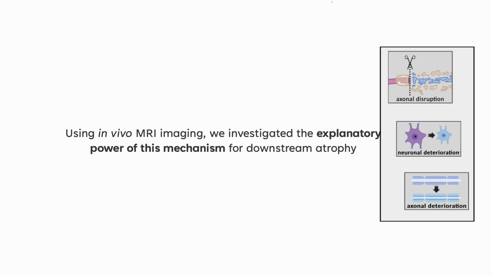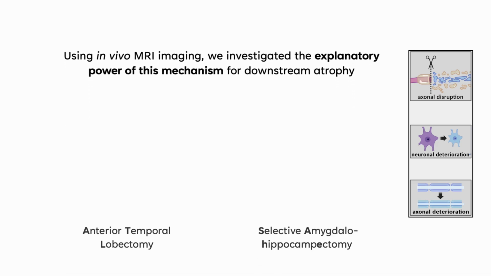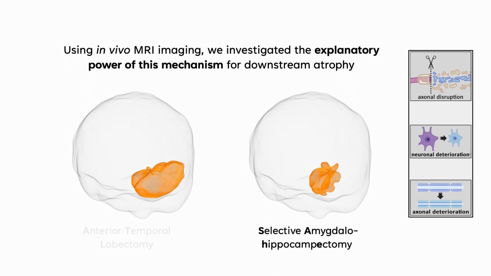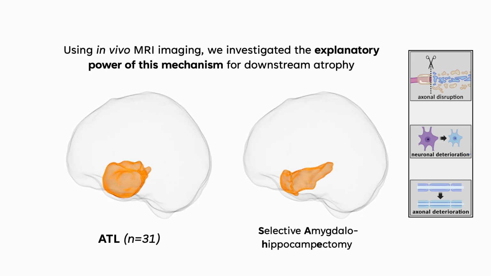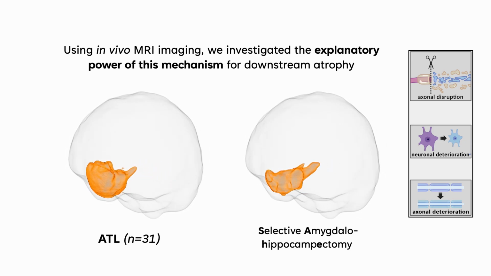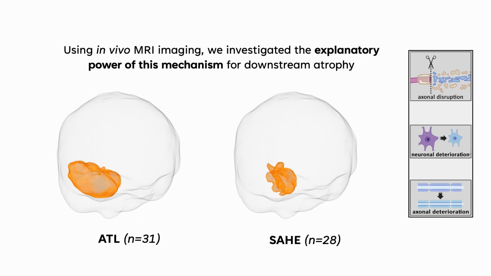Nonetheless, this was our hypothesis, and we decided to evaluate it using in vivo MRI, specifically investigating two surgical treatments for epilepsy. The first, anterior temporal lobectomy, or short ATL, is a quite extensive removal of the anterior third of the temporal lobe. And the second, selective amygdalohippocampectomy, or short SAHI, is a more targeted removal of amygdala and hippocampus.